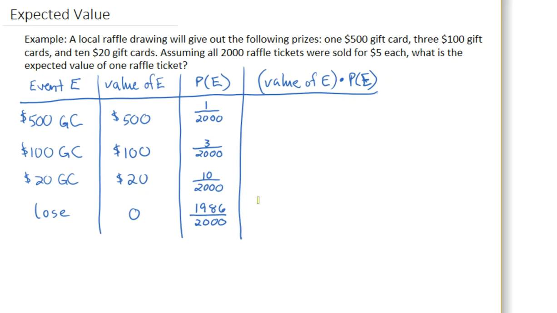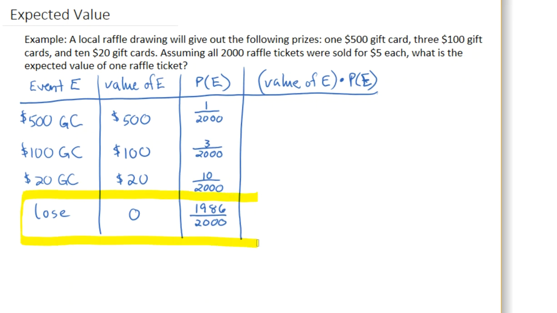One of the reasons why it's really common to leave this row out is because of what we're going to do next. When we find the product, it zeroes out. But the cost of losing is not always zero. It just happens to be the case sometimes.